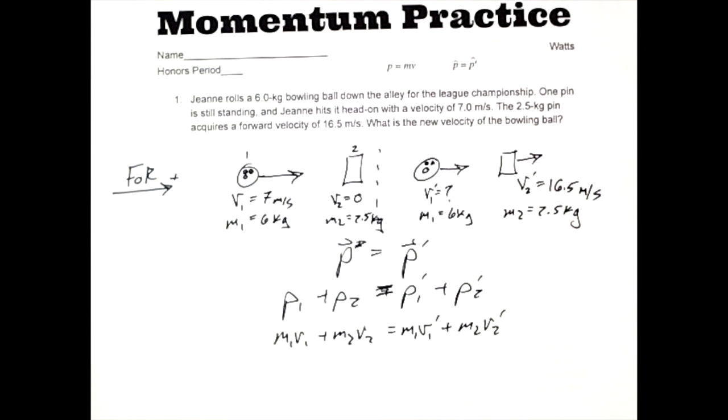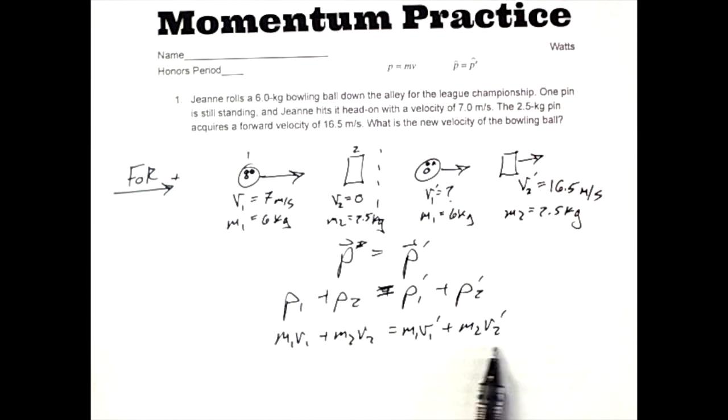I tend to stick to P equals P prime and then think about the objects I have and then put the formula in. This is the same practice I did when I did energy, right? That way I'm building the equation that I need to solve. After I plug in all these numbers from above, I got a V1 prime equal to 0.13 meters per second.